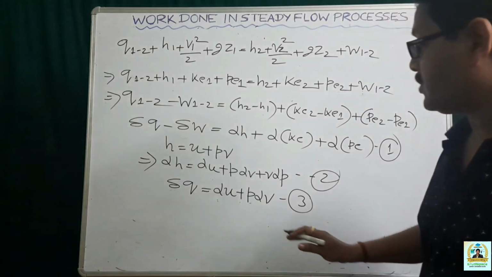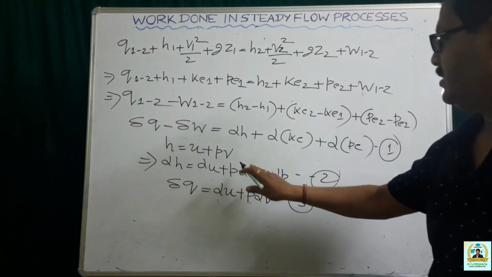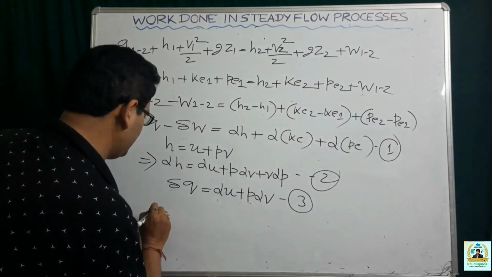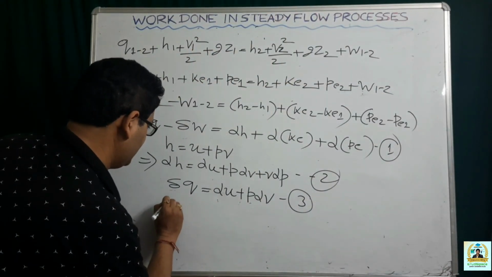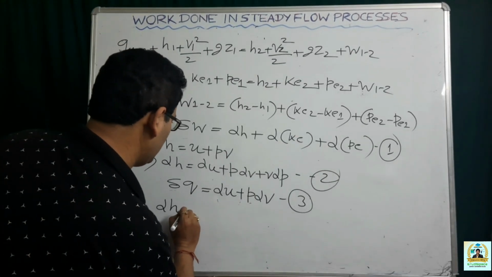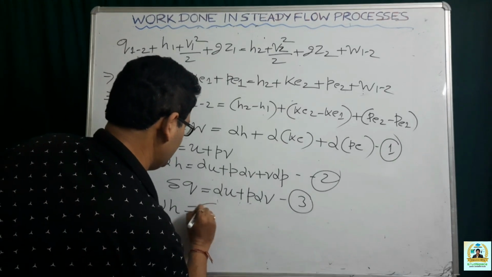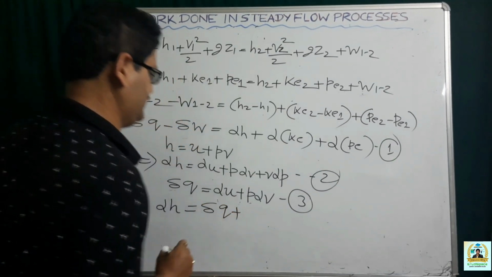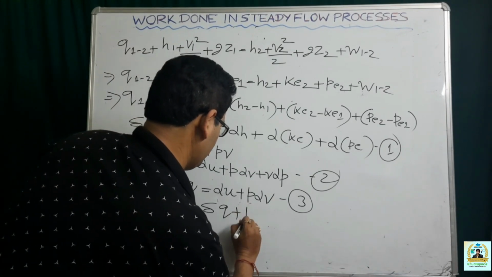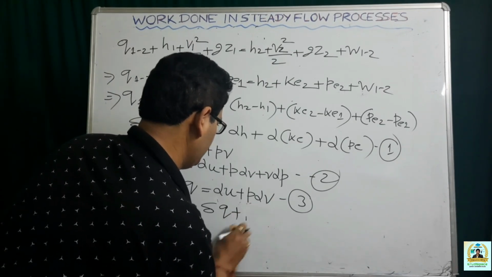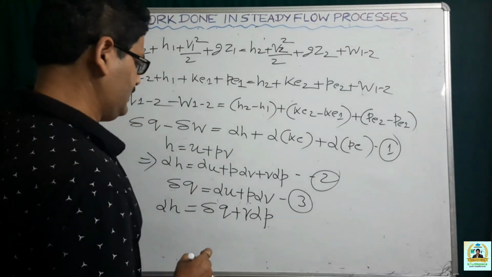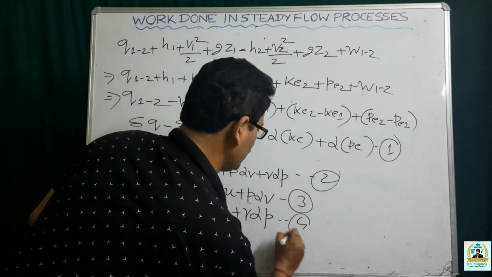Now, if you substitute dQ in equation 2, what do we get? We get dH is equal to del Q plus VdP. Let it be equation 4.